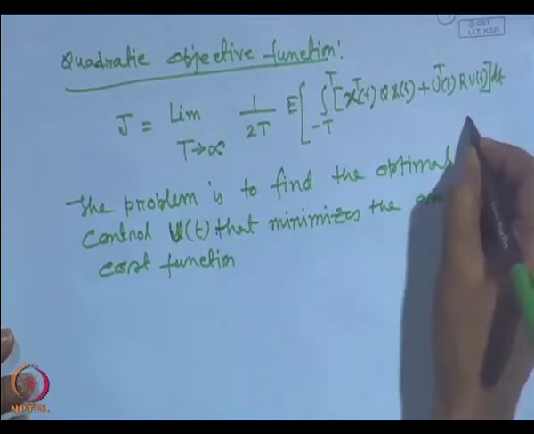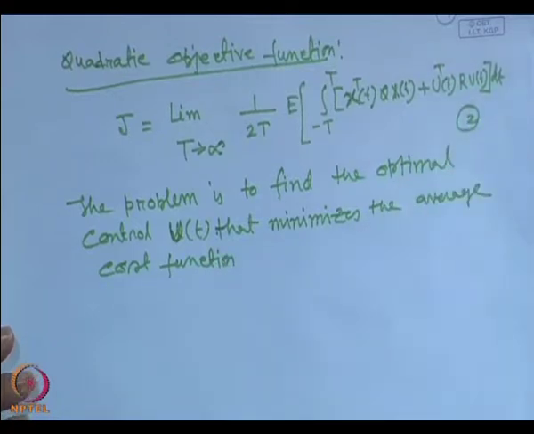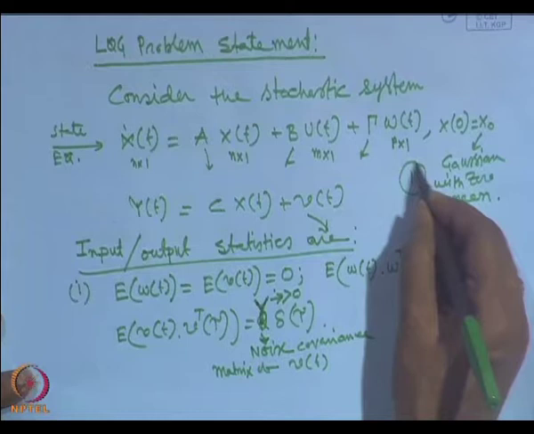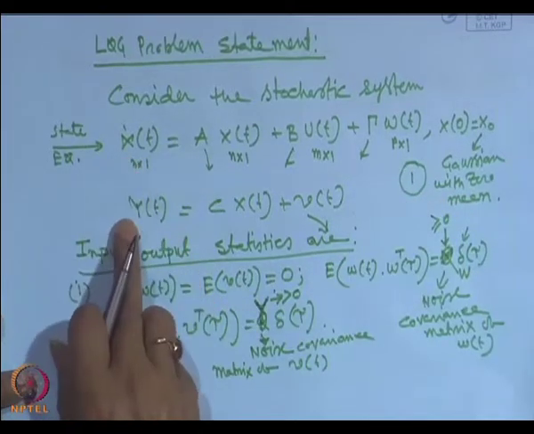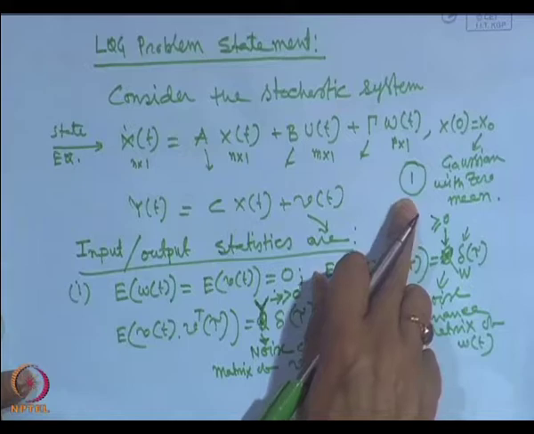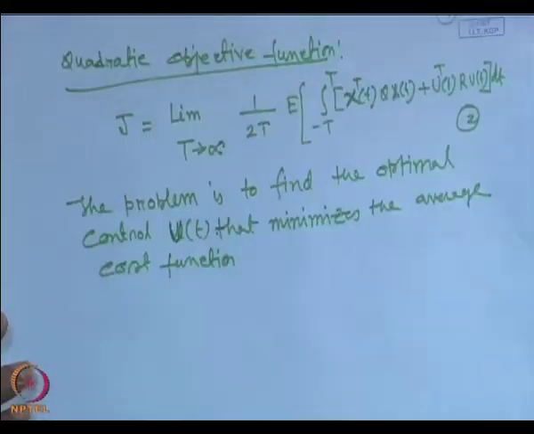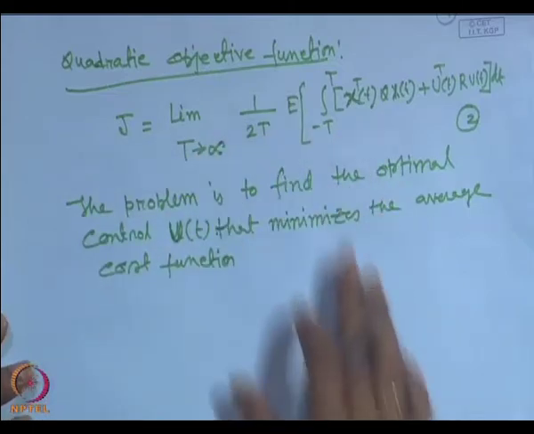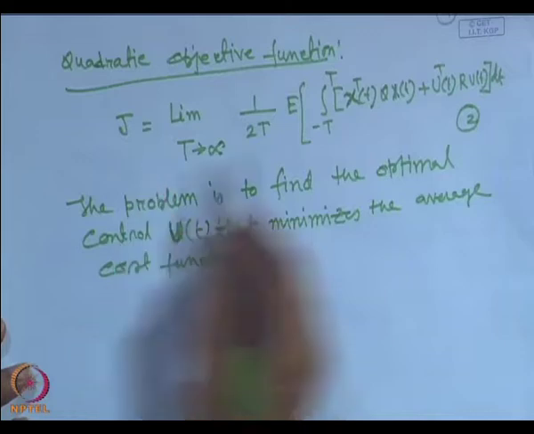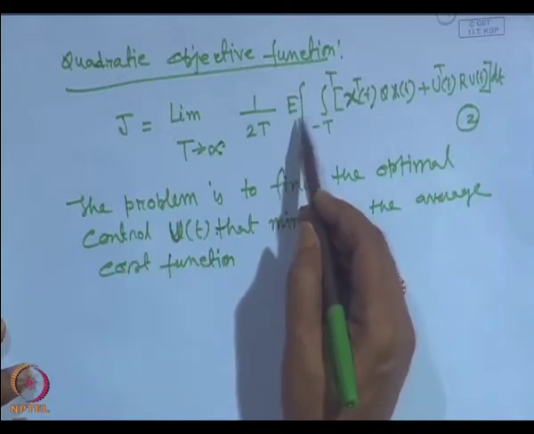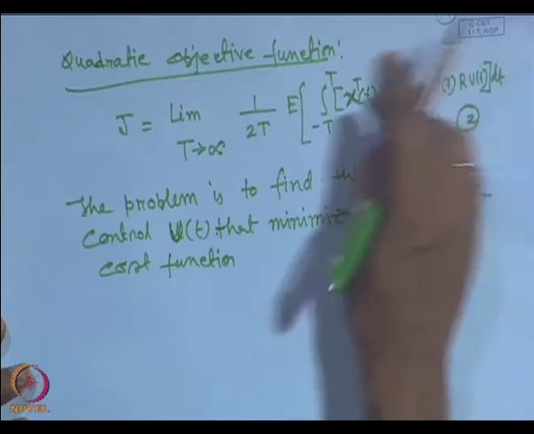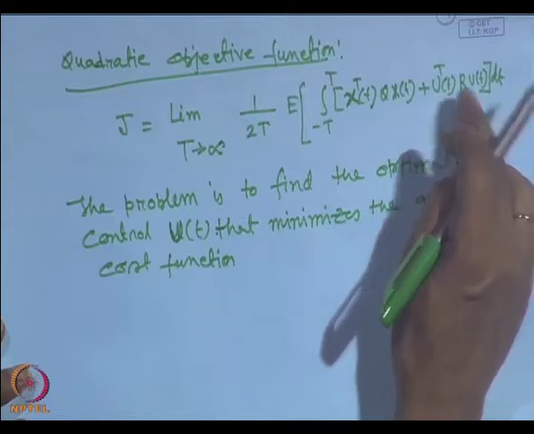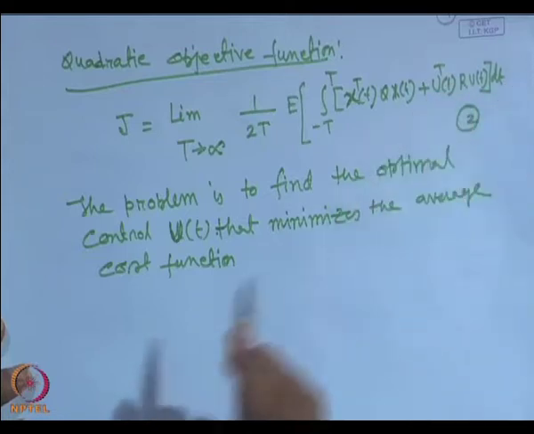Let us call this equation number 2, and our basic equation, what we have given, the state equation and measurement equation, we have given the name equation number 1. And the performance index we assume in stochastic environment, this is equation number 2. We are taking the expected value of this, just like a quadratic function, that means we are giving weightage on the state as well as on the input vector u.